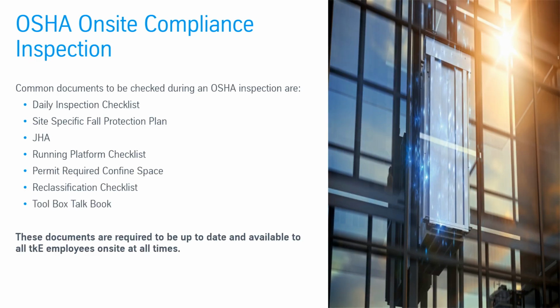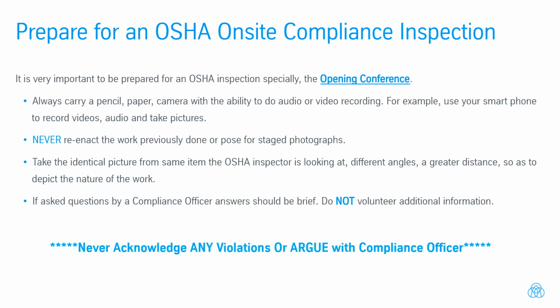Common documents to be checked during an OSHA inspection are the Daily Inspection Checklist, Site-Specific Fall Protection Plan, JHA, Running Platform Checklist, Permit Required Confined Space, Reclassification Checklist, and Toolbox Talkbook. These documents are required to be up to date and available to all employees on site at all times. It is very important to be prepared for an OSHA inspection, especially the opening conference.